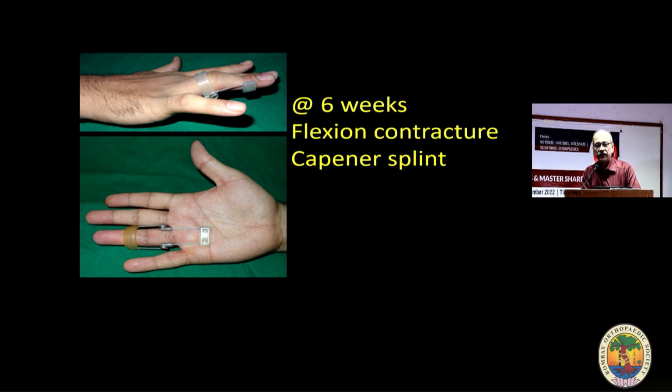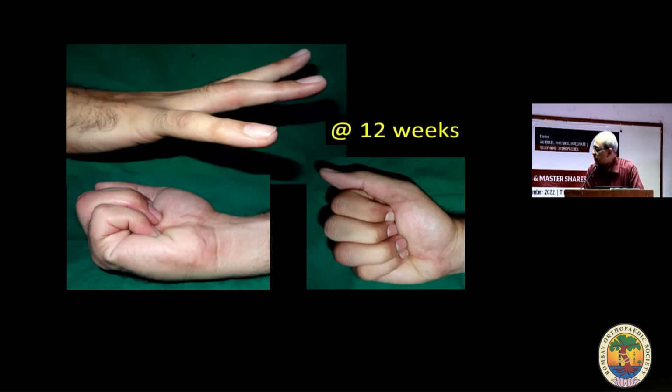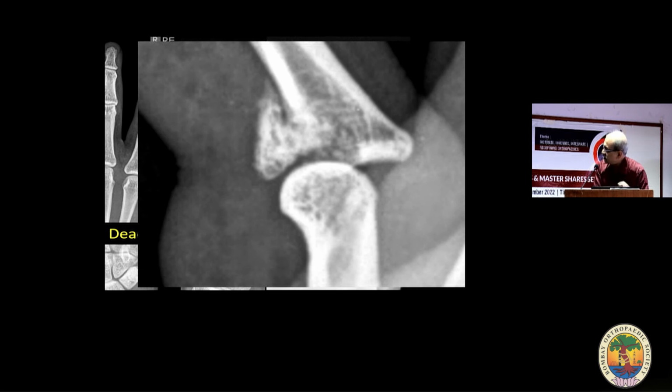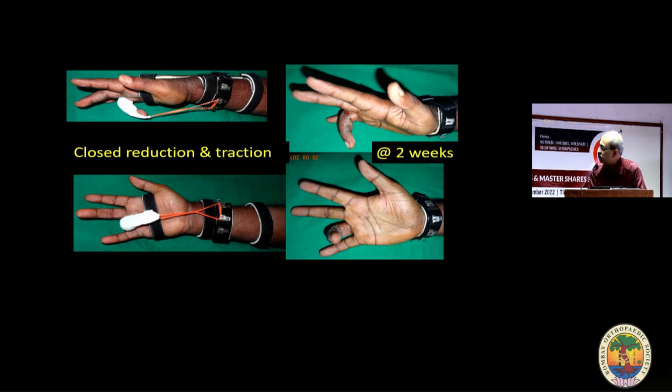Flexion contracture did occur. I corrected it with a Kapner splint, and this patient came after 12 days. So in this also, I was convinced that this could be reduced with closed means. And you can see that this concavity is good enough for me to keep it in flexion. However, I used a much stronger splint.